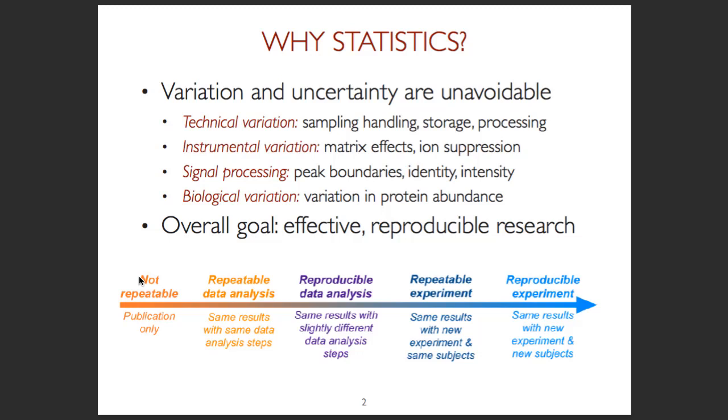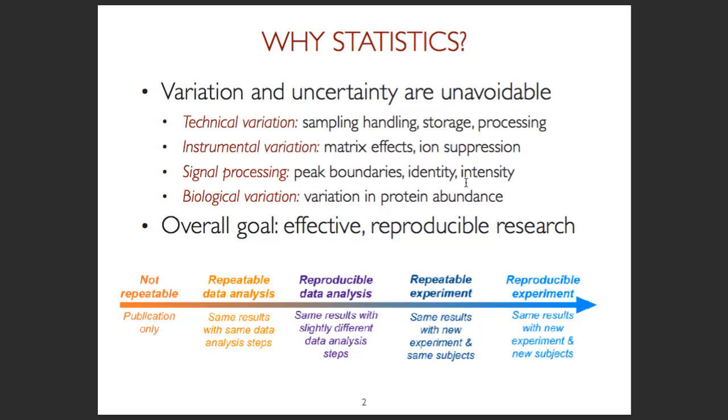So let me first start by saying why statistics are really important and why we need to spend so much time actually talking about these issues in the main institute. The fact is that in quantitative experiments, mass spectrometry based or otherwise, variation and uncertainty are unavoidable. And so we have different sources of variation. We have technical variation, which comes from things such as how we sample, how we collect the samples, handle, store them, process them. We have instrumental variation, so things such as matrix effects, ion suppression, signal overlap, interferences, and so on, they all affect the quantitative values which we have as output of the experiments.